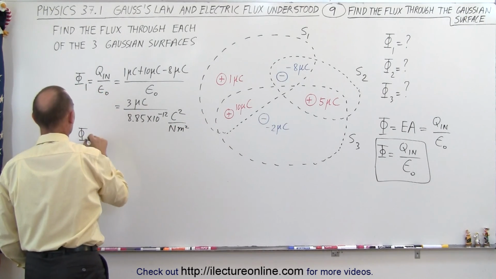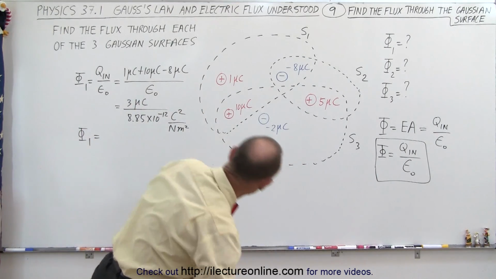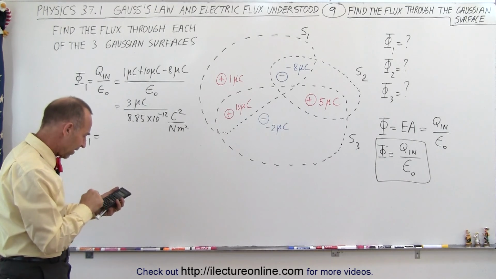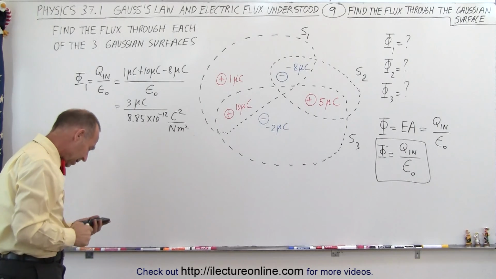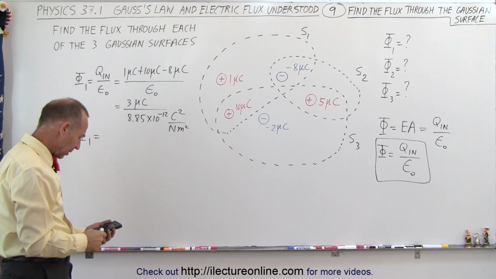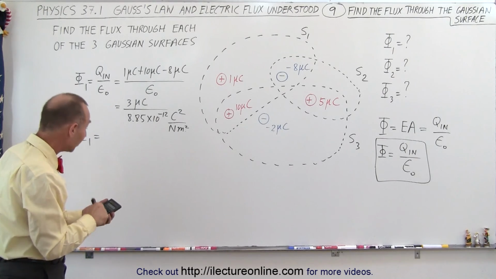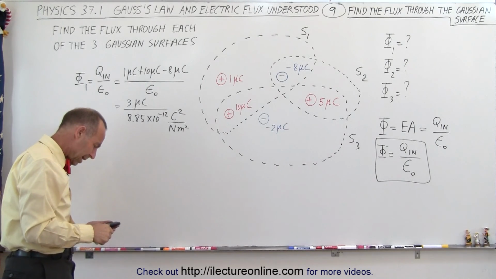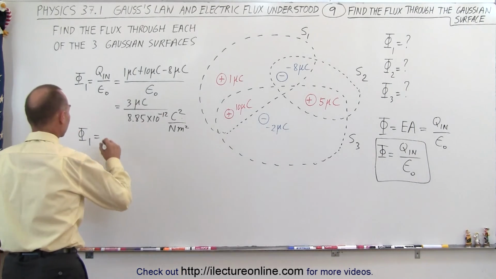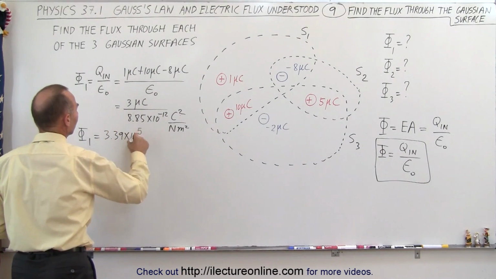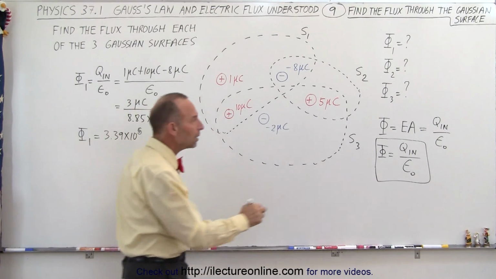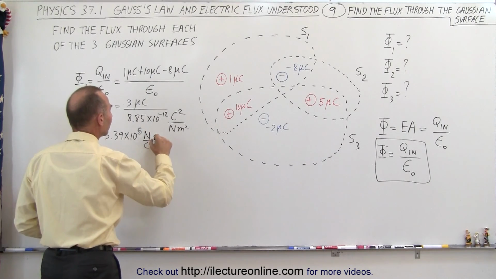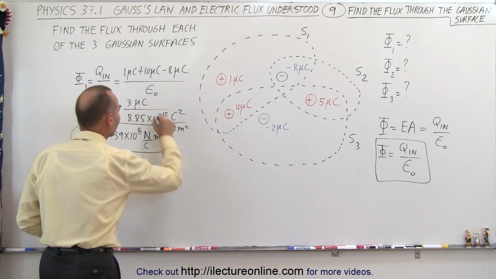So for the first one, what do we get? We have 3 microcoulombs, which is 3 e to the minus 6, divided by 8.85 e to the minus 12. Let me try this one more time just to make sure. Yes, indeed, 3.39 times 10 to the 6th. The units would be newtons per coulomb times meter squared. And that would be the flux through the first surface.